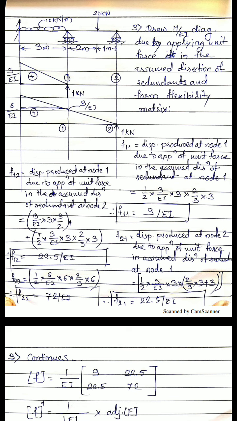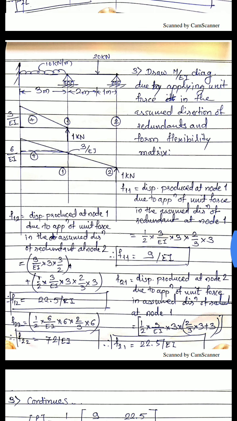Now next is F22. How will you calculate F22? F22 is nothing but the moment of area, that is, the displacement produced at node 2 due to application of unit force in the assumed direction of redundant at node 2 itself. That means simply, you have to take the area of the triangle in figure 2 only, that is half into 6 by EI into 6, into the central distance measured from the second node, so 2/3 of 6. It comes out to be 72 by EI.